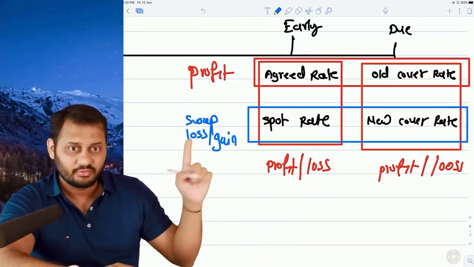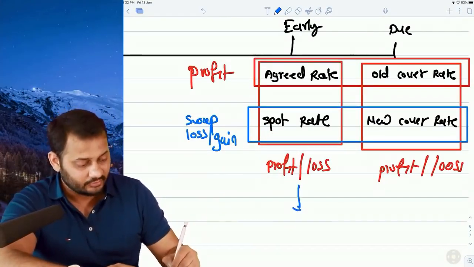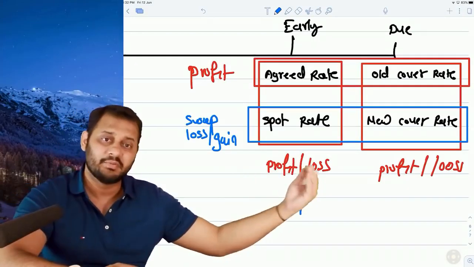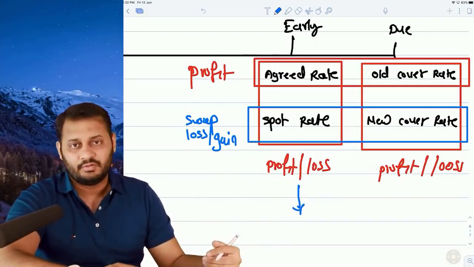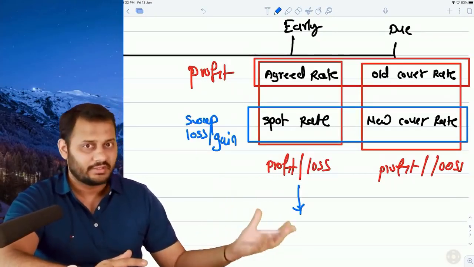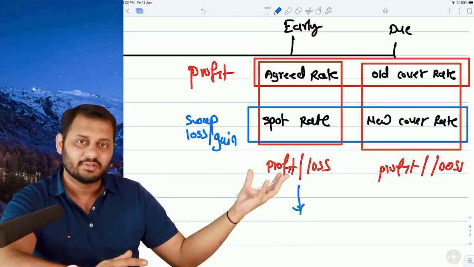So swap loss is calculated as the difference between this rate and the new cover rate, and interest is calculated on this amount. This is a profit or loss also, but it is happening 1 month before. So we will also calculate the interest for that 1 month on this amount. So that will be recovered. Loss is also recovered here, and interest is also recovered on this point here.